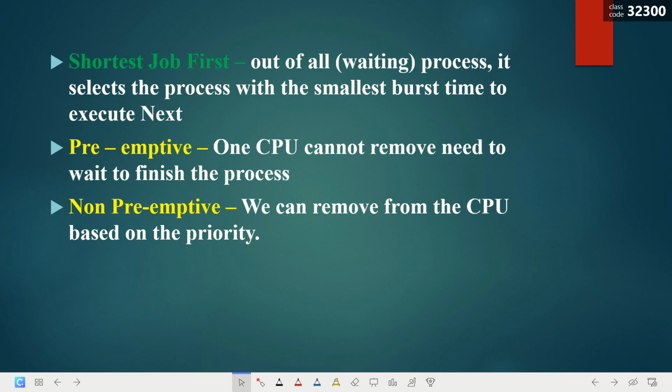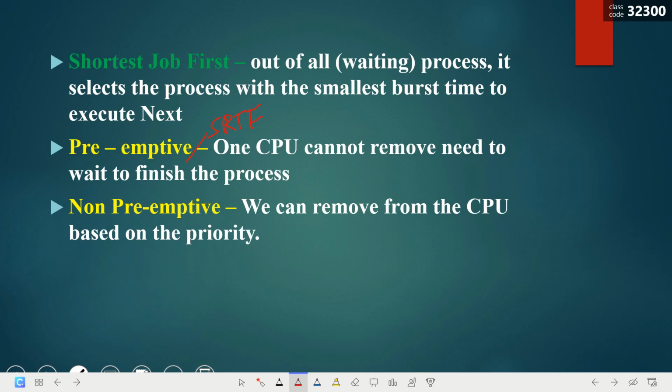Now we have two terms to consider here: preemptive and non-preemptive. When we say non-preemptive, once a process is on the CPU it cannot be removed, so we need to wait for it to finish. When we say preemptive, we can remove the process from the CPU based on priority. There is also another term in preemptive, the shortest remaining time first, or SRTF. For non-preemptive, it is the default.